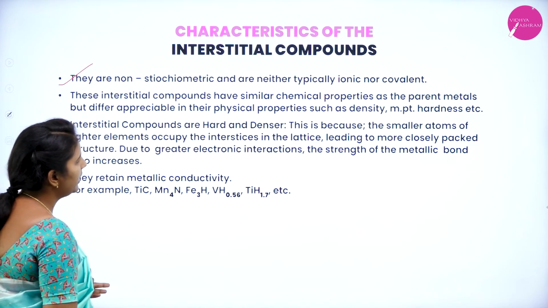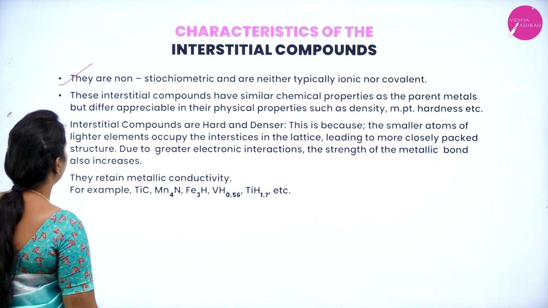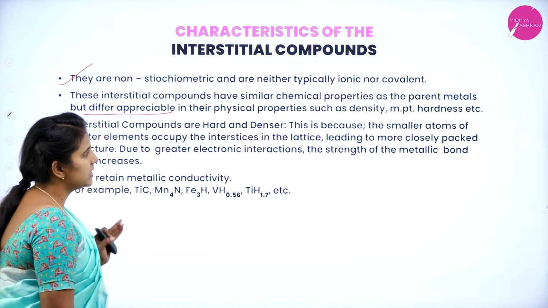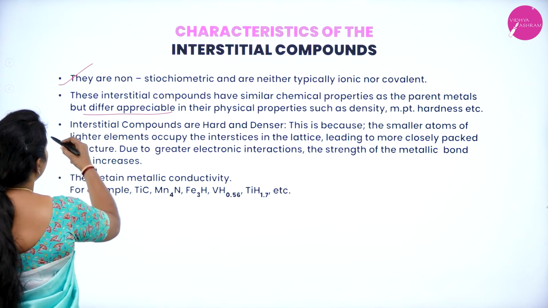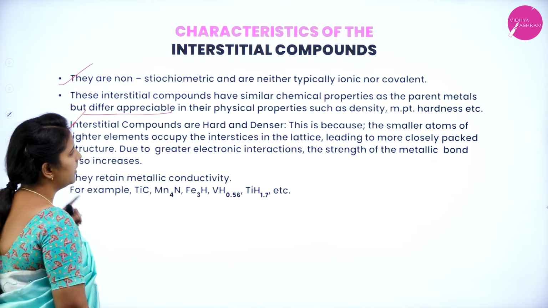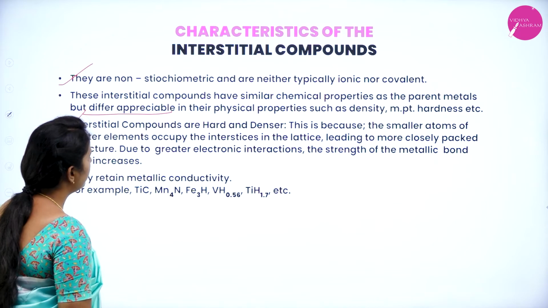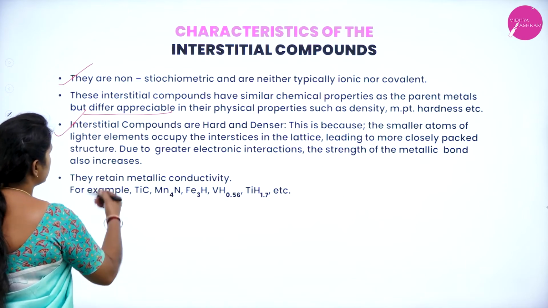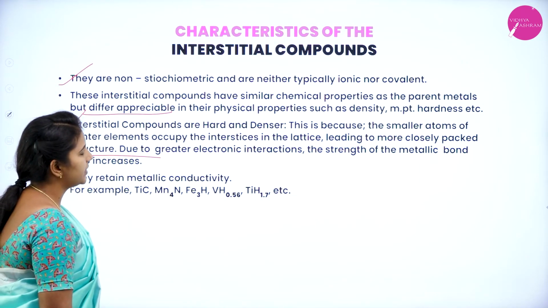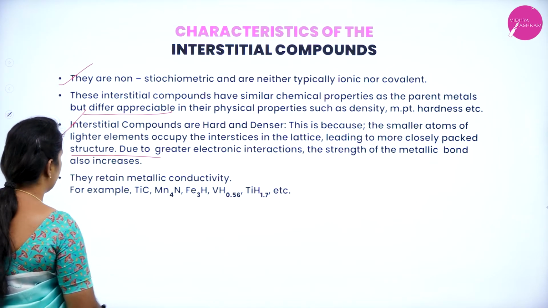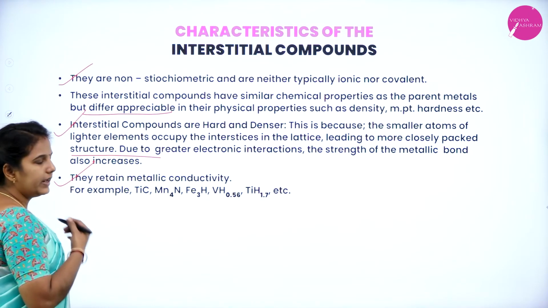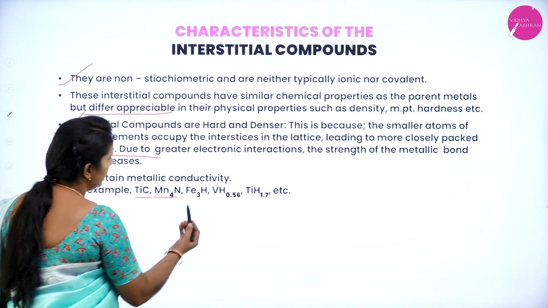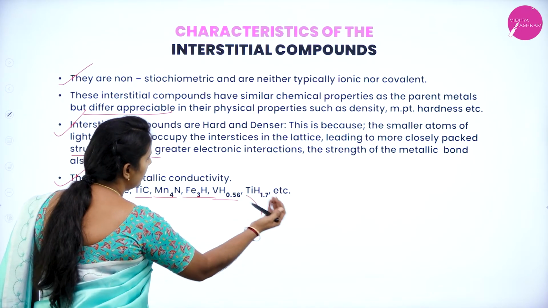They have similar chemical properties as the parent metal but differ in their physical properties such as density, melting point and hardness. The interstitial compounds are very hard and dense because the small atoms, the lighter elements, occupy the interstitial sites of the lattice, leading to a close packed structure. Due to the greater electronic interactions, the strength of the metallic bond increases and they retain metallic conductivity. Examples: TiC, Mn4N, FeH, VH, TiH.